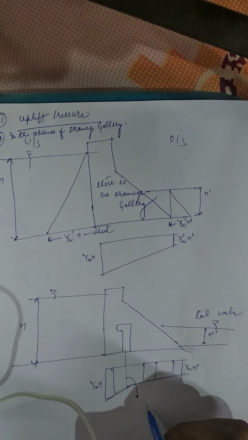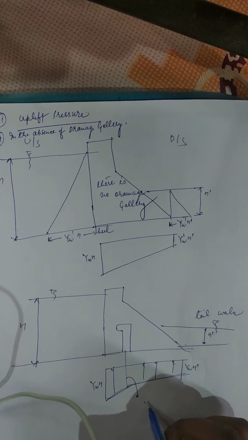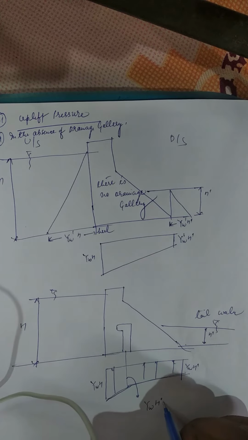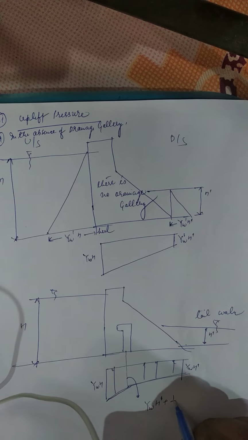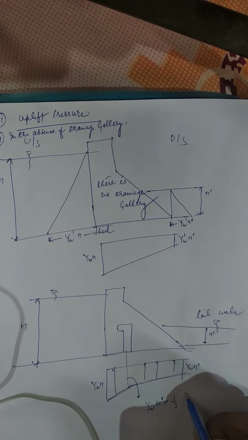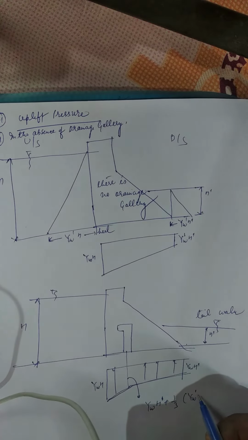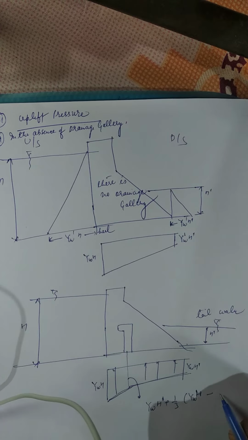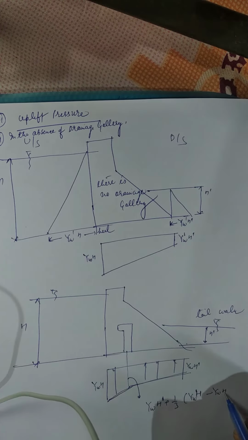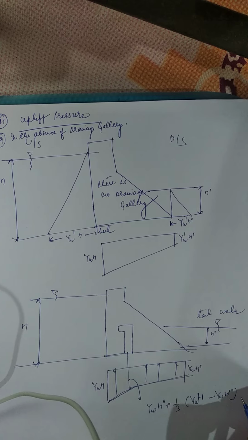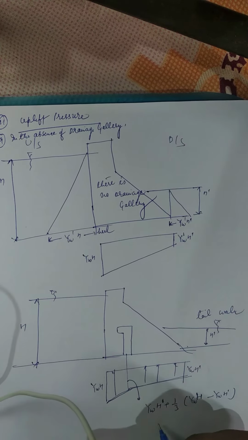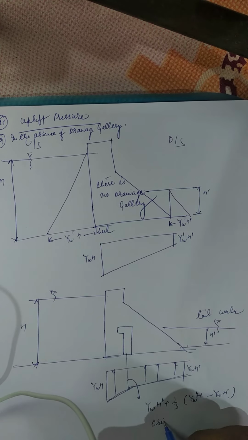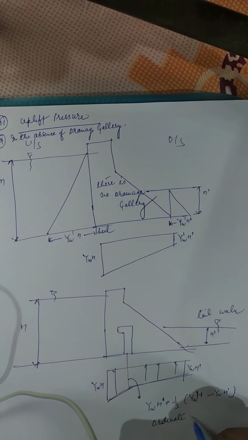Here the intensity of pressure will be gamma W into H dash plus 1/3 of gamma W into H minus gamma W into H dash. This is the ordinate at the drainage gallery.